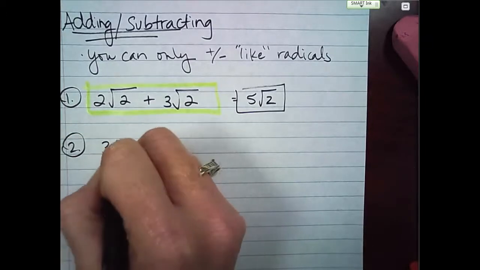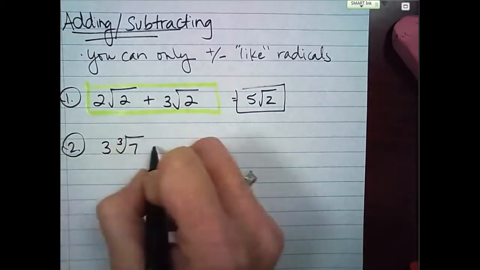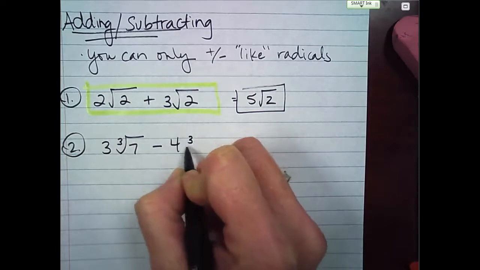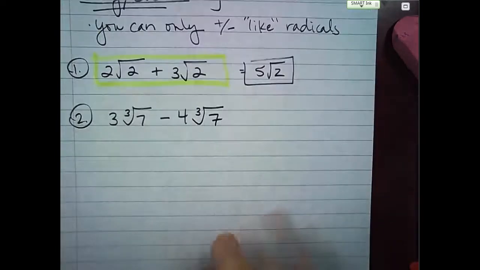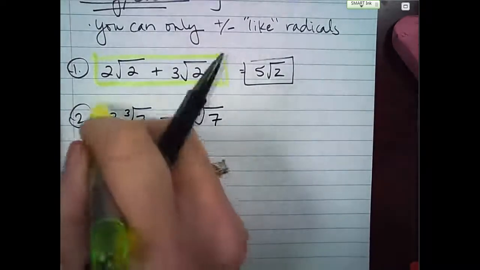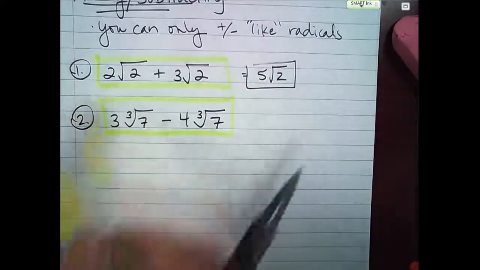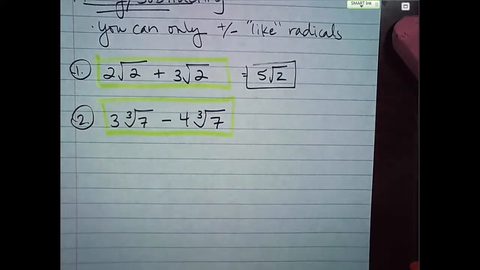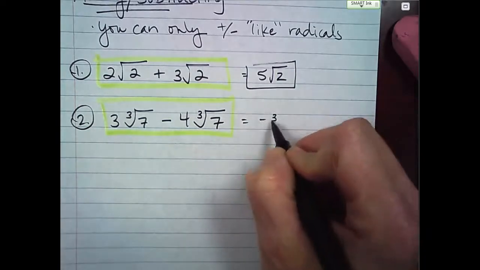How about 3 cube root 7 minus 4 cube root 7? Alright, what's 3 minus 4? Negative 1, right? So it's just going to be negative cube root of 7.